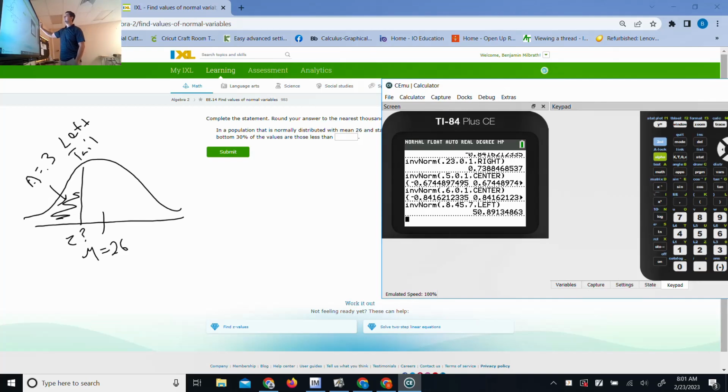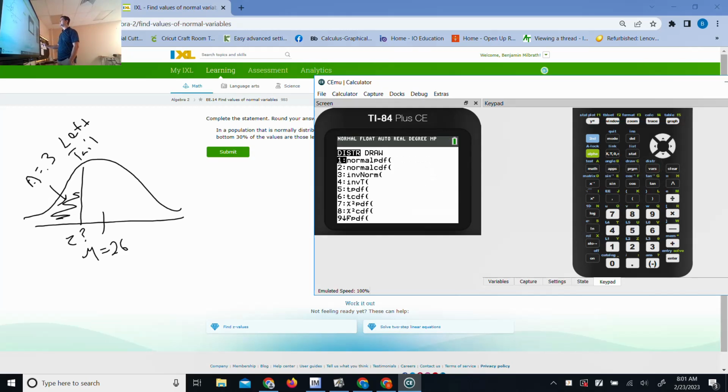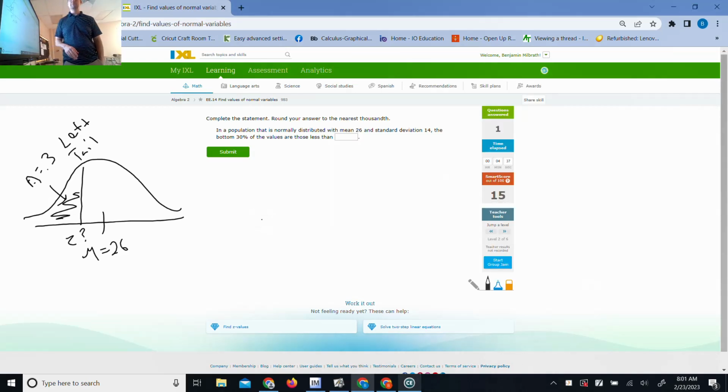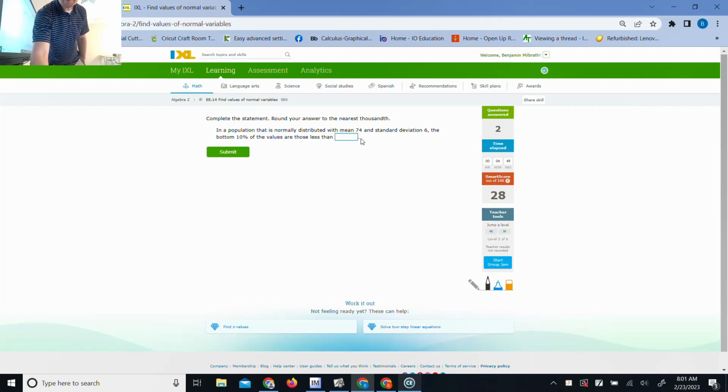I wish I would have wrote down the standard deviation. 14. Second, vars, inverse norm. Bottom 30. Mean on that thing is 26. Standard deviation was 14. She is a left tail. 18.658. Hopefully I'm right. If I missed something, it's probably from either a typo or being tired and not paying attention to the numbers. Bottom 10, same thing. Bottom 1%, same thing.